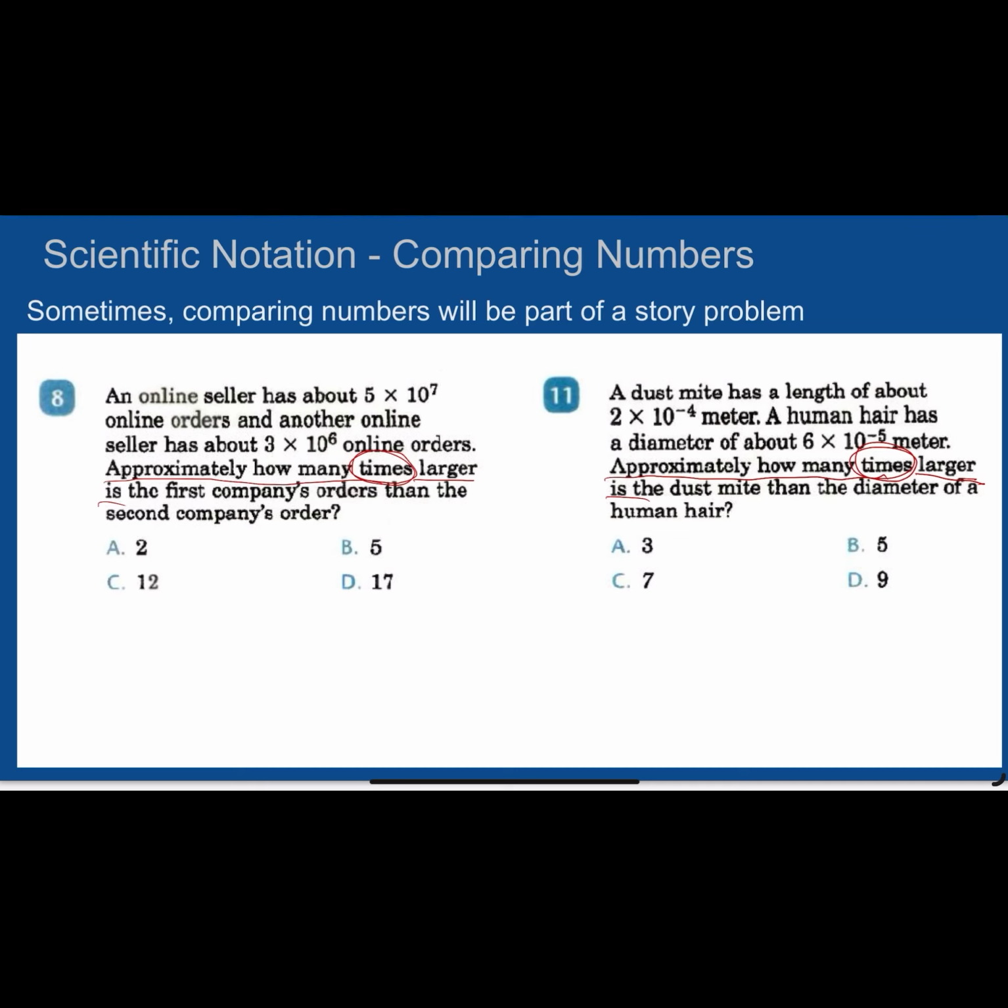And then when we're going to do a division problem with scientific notation, we need to use some parentheses on our calculator to make groups. So it's going to be the larger divided by the smaller. So in this one, they tell us the larger is the first company's orders. Well, we knew that anyway because that 7 in the exponent tells us that's the larger number.